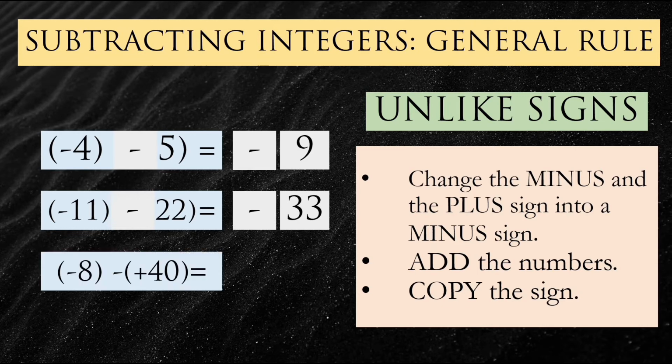And then last, you've got -8 minus +40. You're subtracting -8 and +40. And then combine the minus sign and the positive sign before 40. That will be negative. And then you can add the numbers. 8 plus 40, 48. And then copy the sign. -48.